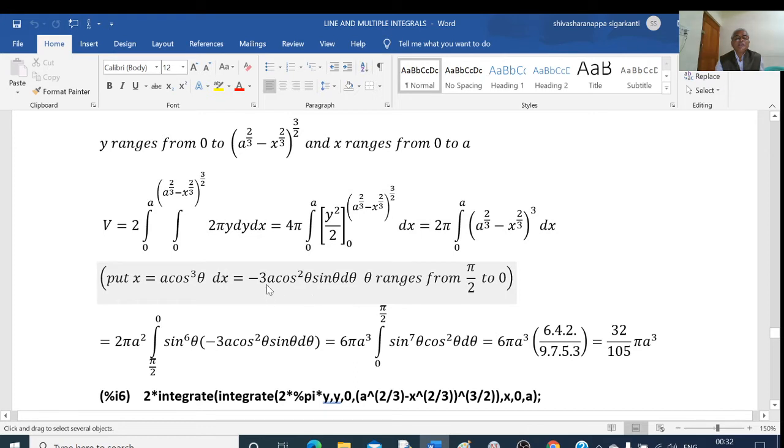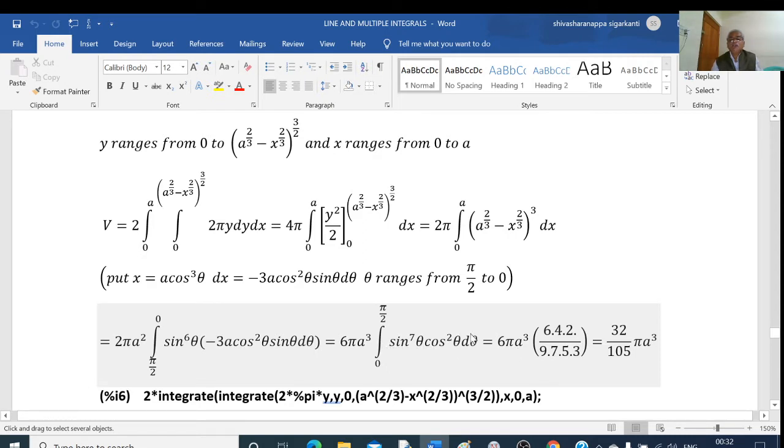dx. dx is minus 3a cos square theta sin theta d theta. This is equal to, now here I will interchange the limits, upper to lower, lower to upper, then I have to change the sign of the integration. Minus is there, this will become plus. 2 into 3 is 6, pi as it is, a square into a is a cube, into sin 6 into sin is sin to the power of 7 into cos square theta d theta. So this is equal to 6 pi a cube.